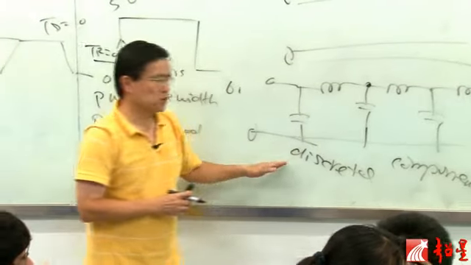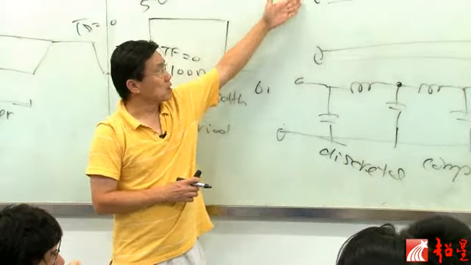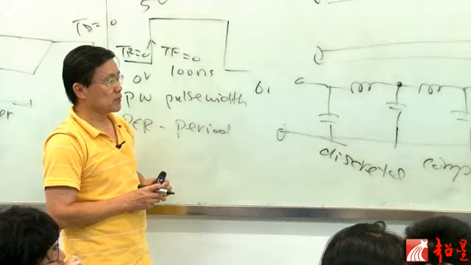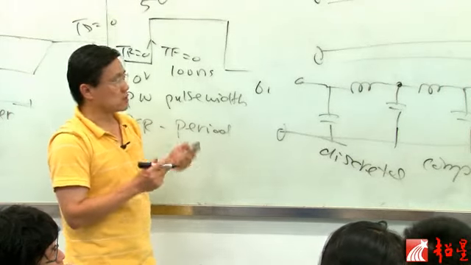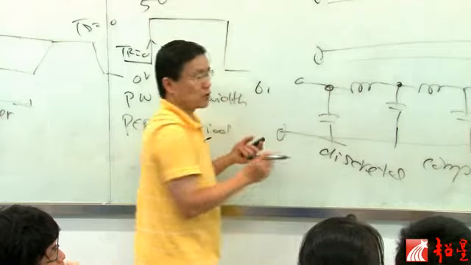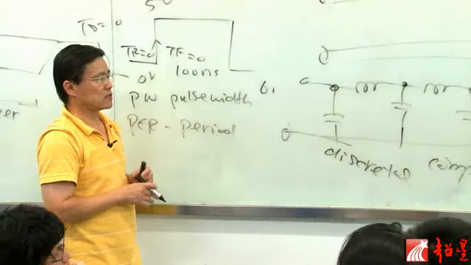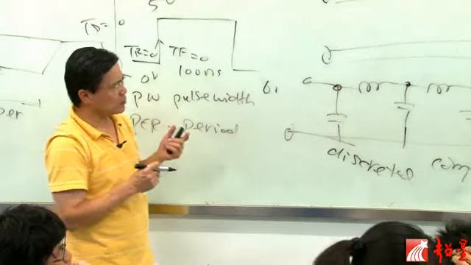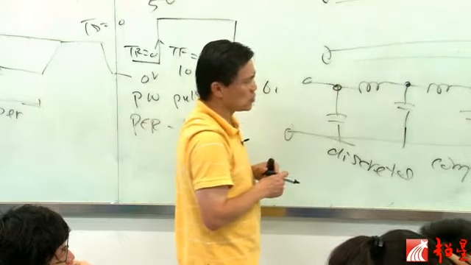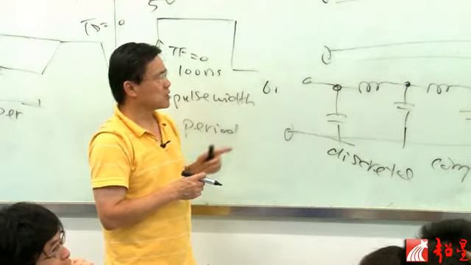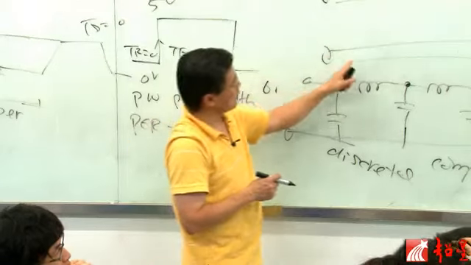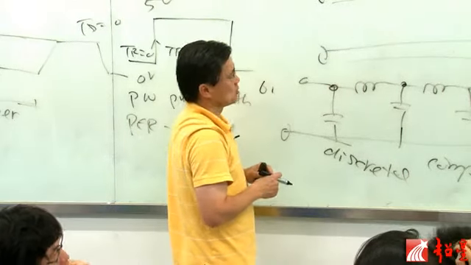We use discrete components to simulate a continuous transmission line, and of course you introduce errors. It cannot be exactly the same. But how many components do you need to use? It depends on how you want to divide this line into small pieces.